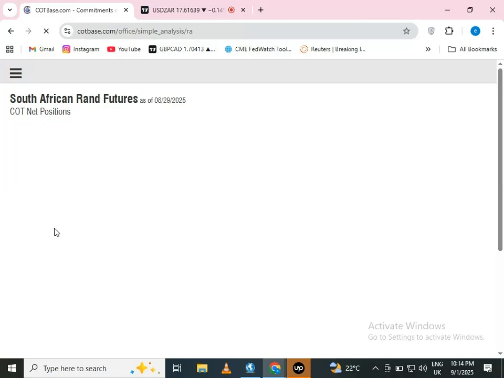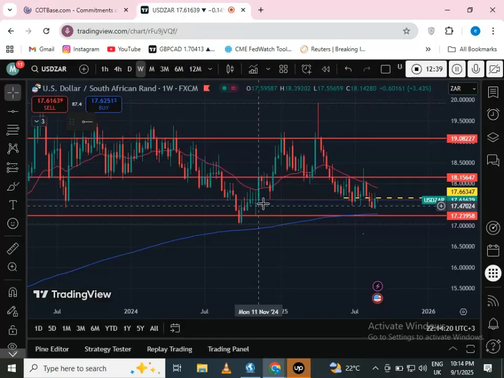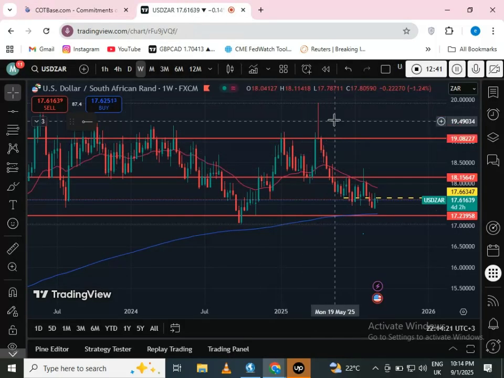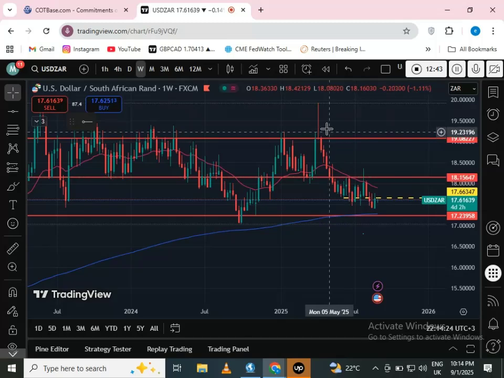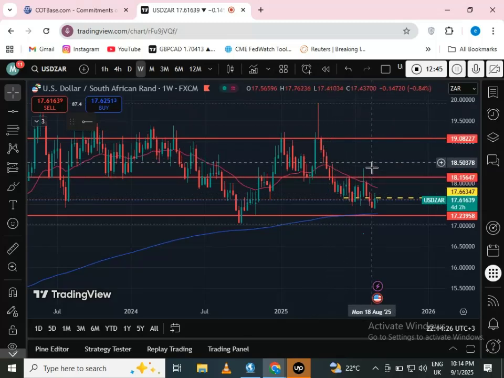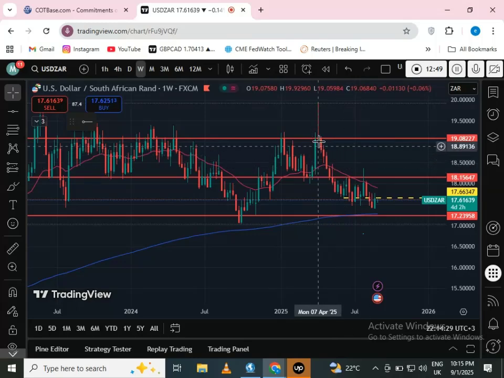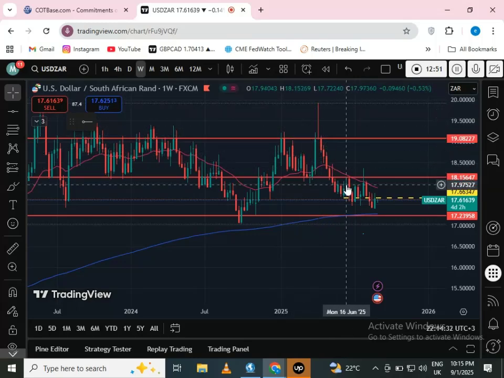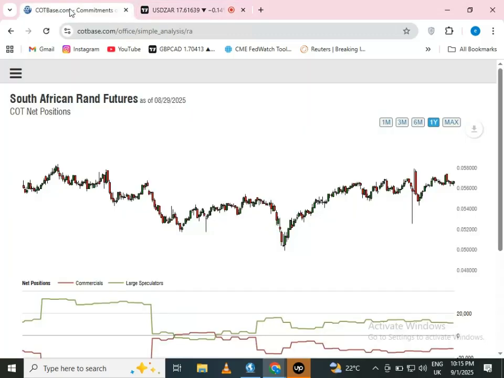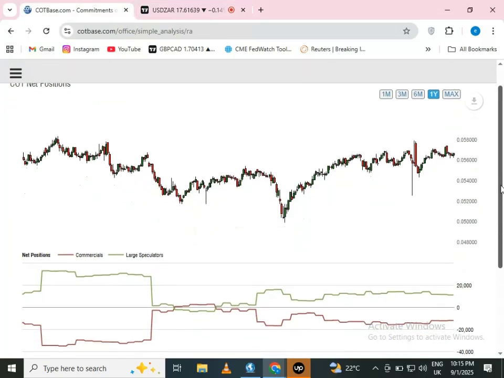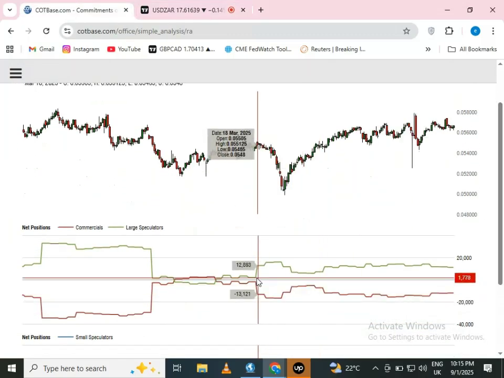As you saw on the chart, it's a bearish momentum, with a lot of sell positions, more than buying. And through the beginning of 2025 here, the price came back to this level. You see, it is going down. So let's look at what the large speculators were doing.